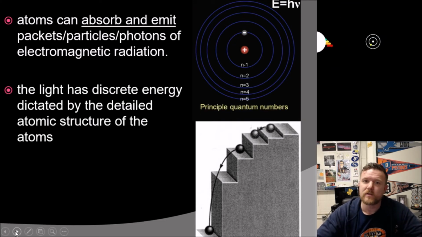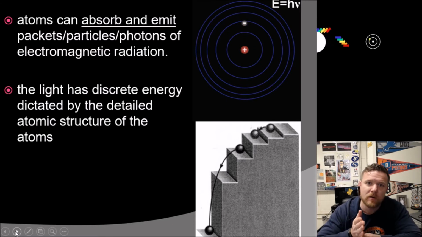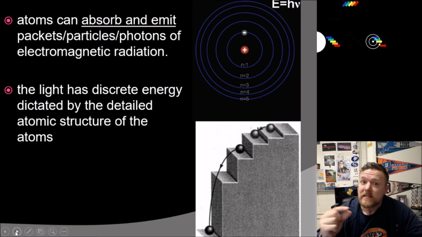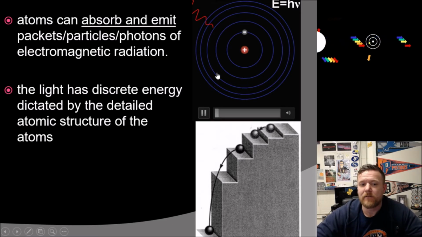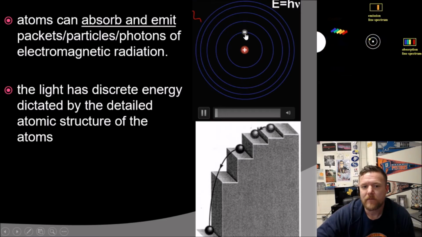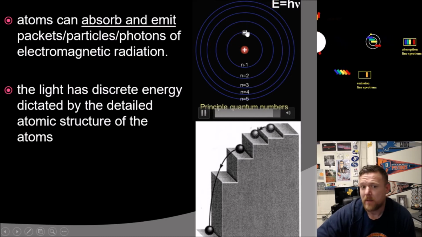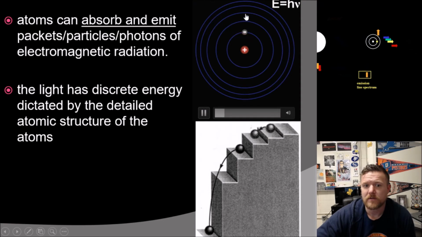The key to why those lines are in very specific places, though, has to do with the fact that the photons have a very specific amount of energy. If I have an atom, we have an electron in the first energy level. This electron can absorb energy and bounce out to the second energy level. It can't, however, bounce in between. It can only go from the first to the second. Maybe it'll go from the first to the third or the first to the fourth. It can't go in between.